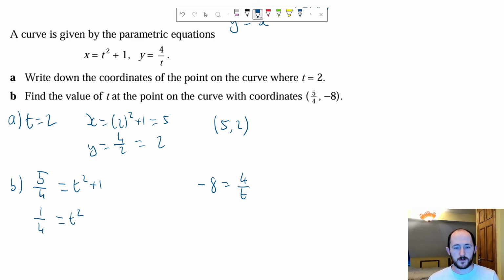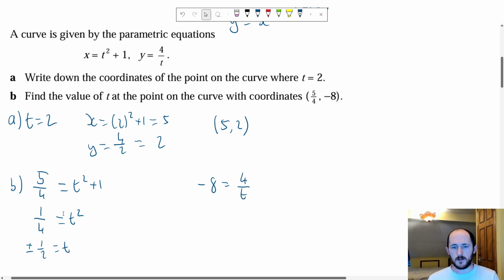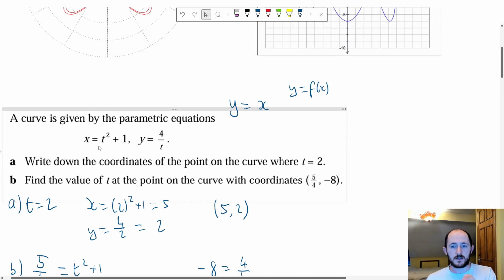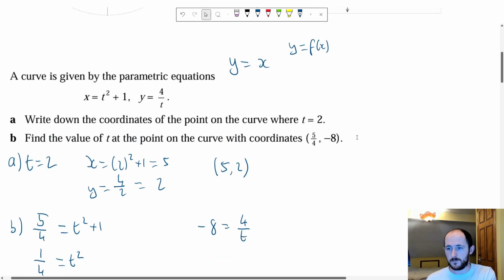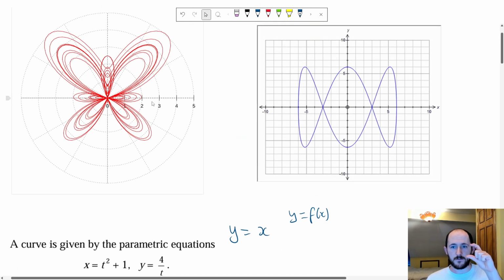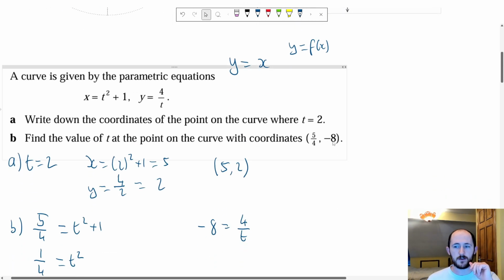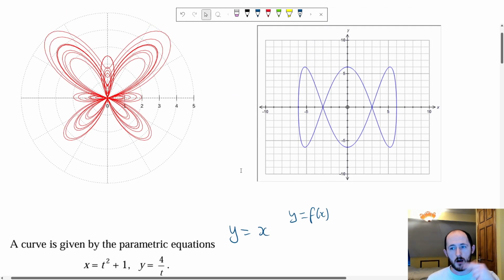And then when we square root, we're going to get plus or minus a half. So I don't know if it's positive a half or negative a half yet, which is why they've given me the other equation. In this case, t as plus or minus a half will give me an x coordinate of 5 over 4. So that 5 over 4 is now going to be mapped to two different values, because there'll be two different y coordinates for the same x coordinate. This is something that we can't normally have in normal functions.